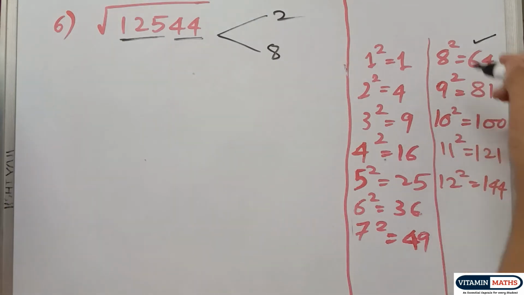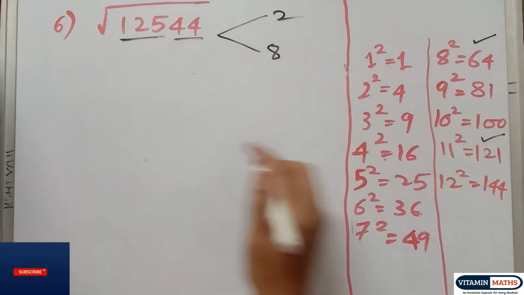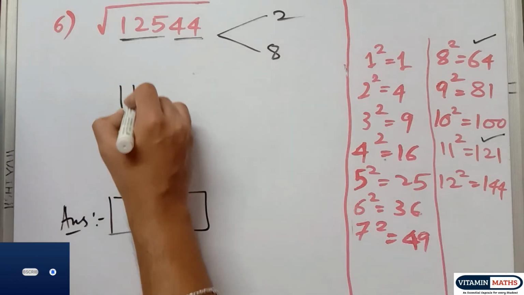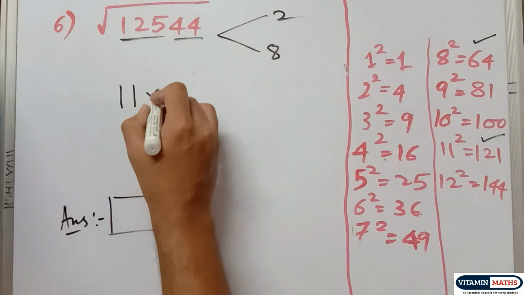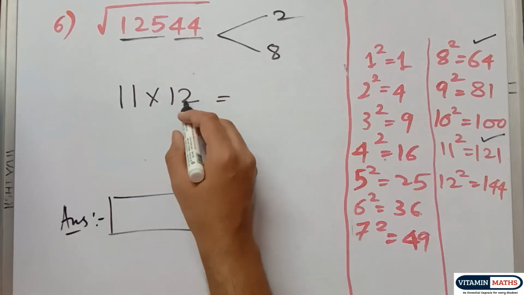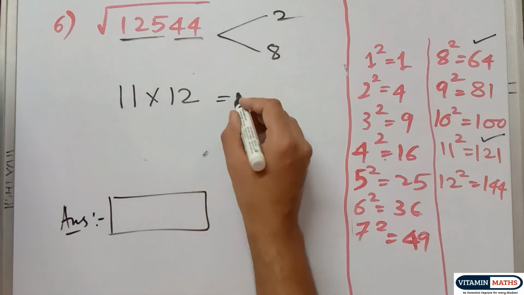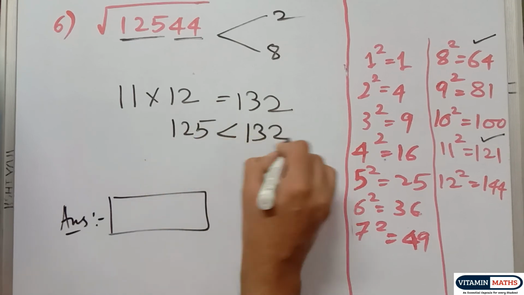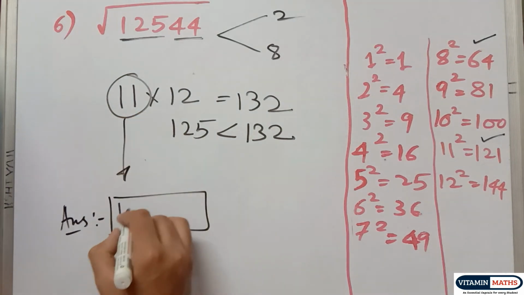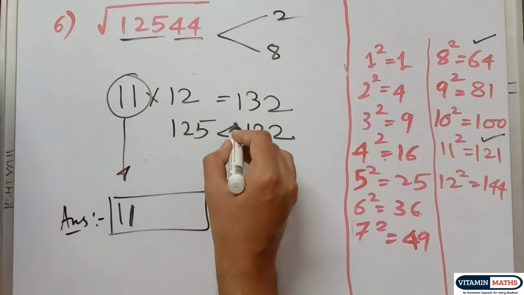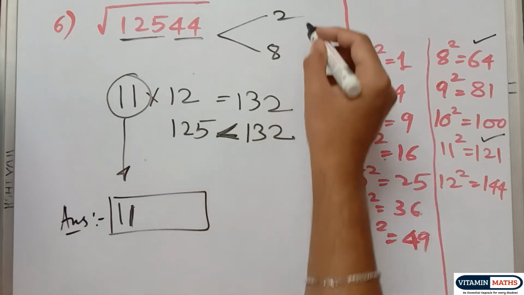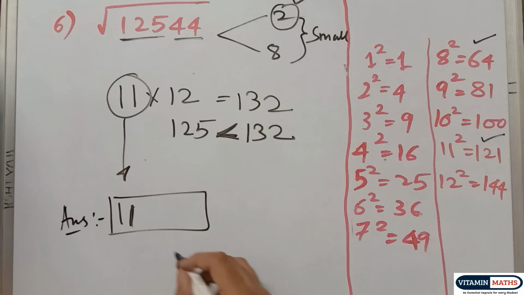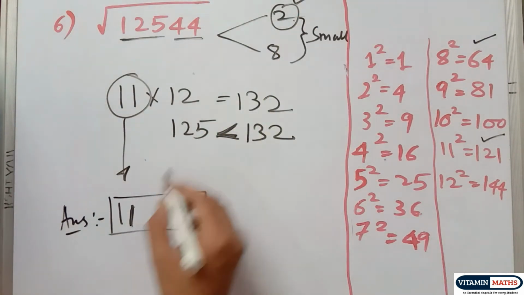Now check a perfect square which is very close to 125. The square very close to 125 is 11. 11 square is 121. So let me write my final answer here. Now the succeeding number of 11 is 12. So what is 12 into 11? It is 132. So 125 is less than 132. Already our 11 is fixed as the answer, so just write 11 as it is. Now this is a less than symbol, so choose the smaller number among these two. So the smaller number is 2. So our answer will be 112.